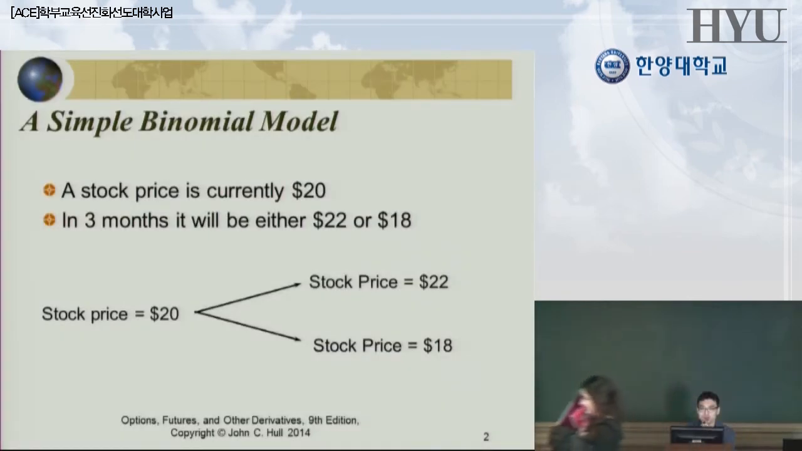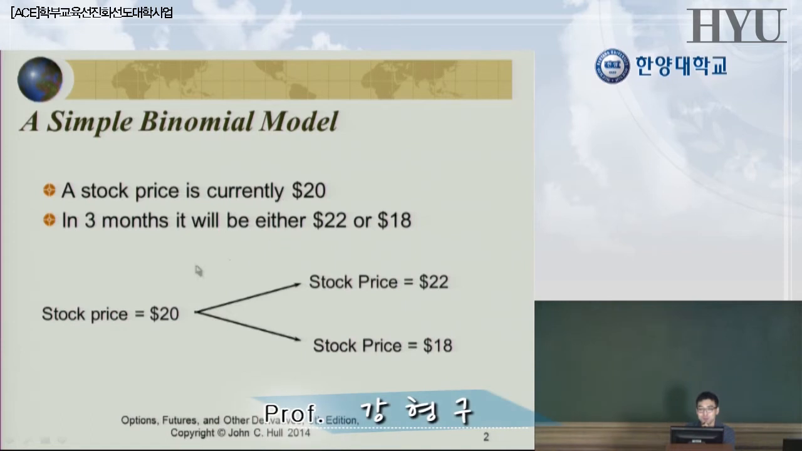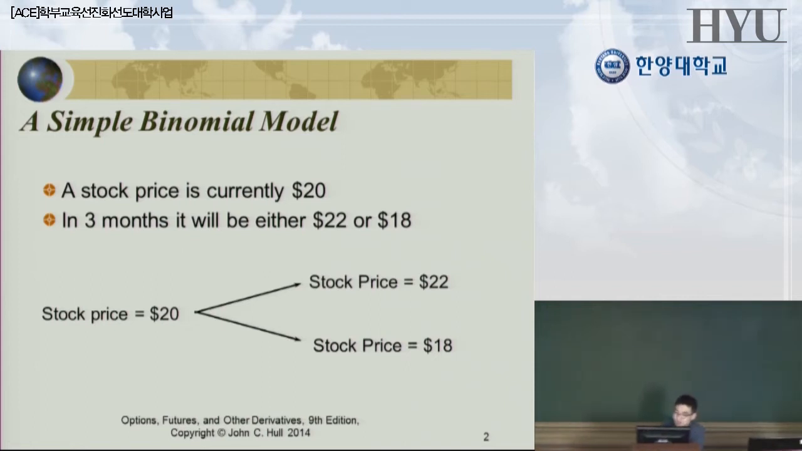Very simple situation. A stock price is currently $20. In 3 months, a quarter of the year after, we have 2 cases. The stock price can go up to $22, or the stock price can go down to $18. So basically we have 2 scenarios: go up, go down.